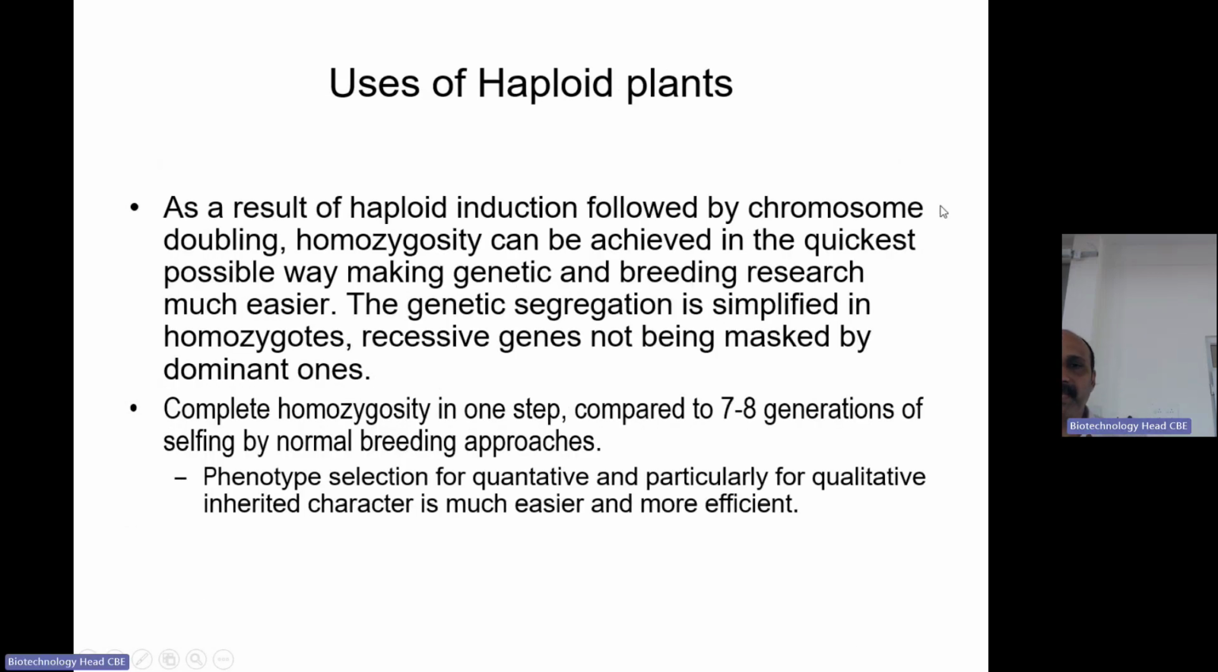The uses of haploid plants: homozygosity can be achieved in the quickest possible way. The genetic segregation is simplified, and recessive genes are not masked. Obtaining homozygous recessive plants will take, say, 12 to 15 cycles of pollination. With androgenesis we can get it within 1 year. Complete homozygosity is achieved in one step, compared to 7 to 8 generations of selfing by normal breeding procedures.